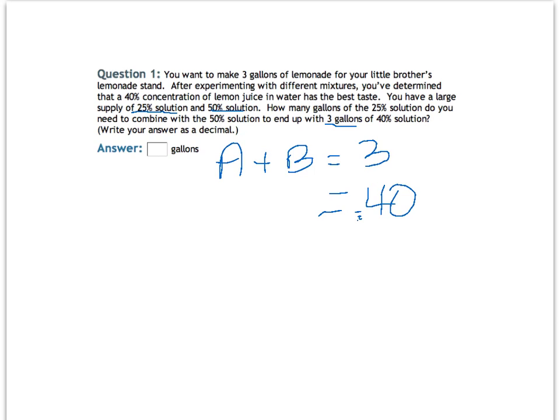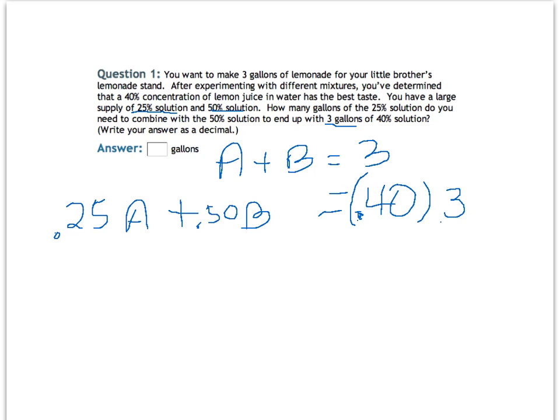Might be a good idea, because my decimal's hard to read, to emphasize that with maybe parentheses, because we have to multiply that, remember, by our 3 gallons. We have 3 gallons of a 40% solution, of meaning times. And now we have some unknown amount of a 25% solution plus some unknown amount of a 50% solution, and together they're going to make 3 gallons of a 40% solution.